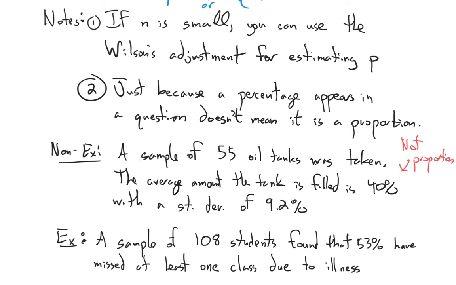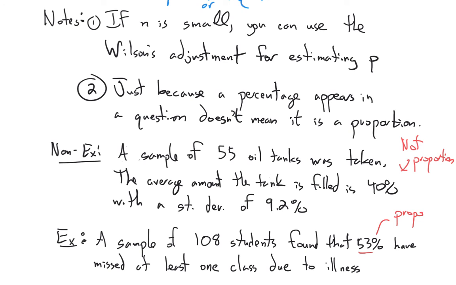It is a measurement. But if you're reading here, and it says a sample of 108 students found that 53% of them have missed at least one class due to illness, now you're talking about being in a category. Did you miss one class due to illness? And if the answer is yes, then you're a success. You're part of this 53%. So this is a proportion.